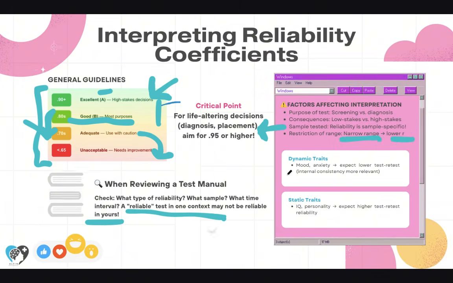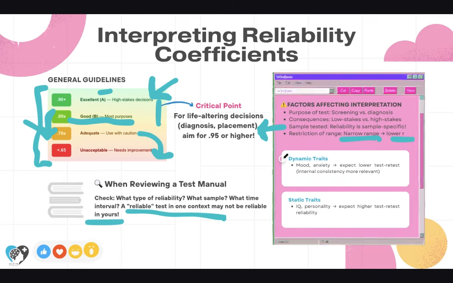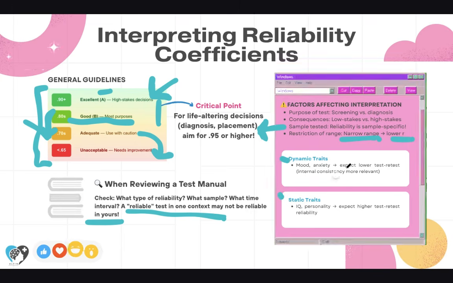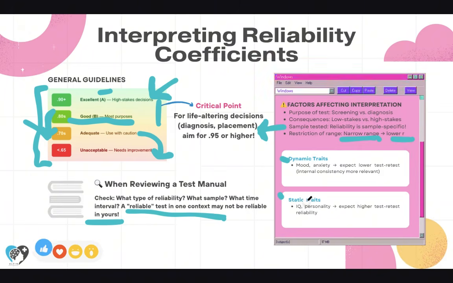As for the dynamic and static traits as well, for example, dynamic traits include mood and anxiety. So we expect lower test-retest reliability. And then if it's static, we expect higher test-retest reliability.